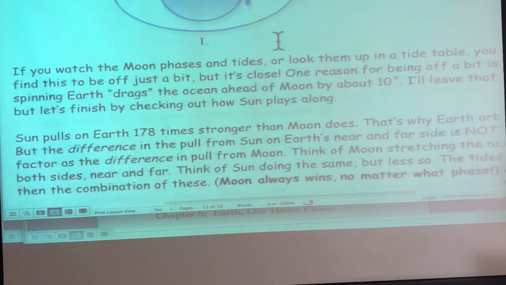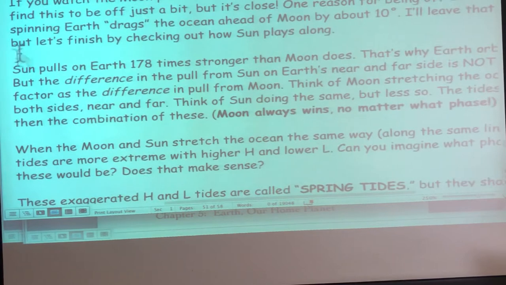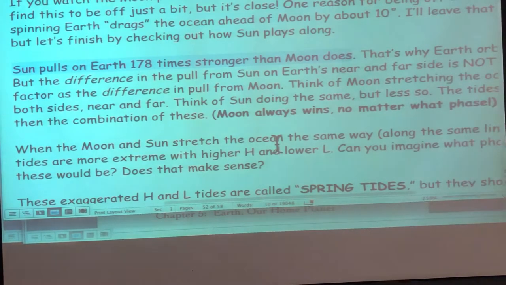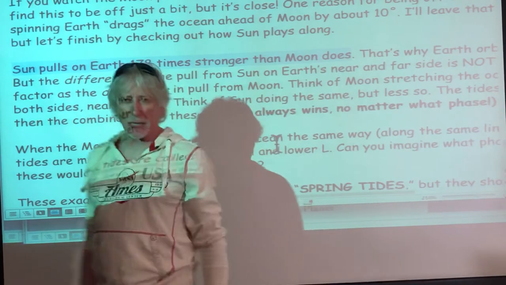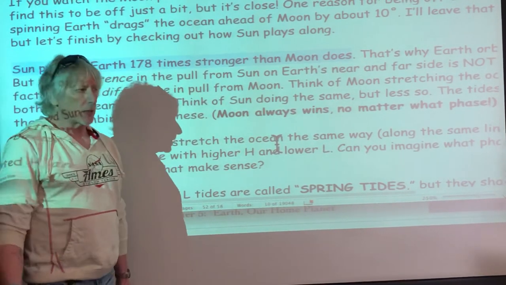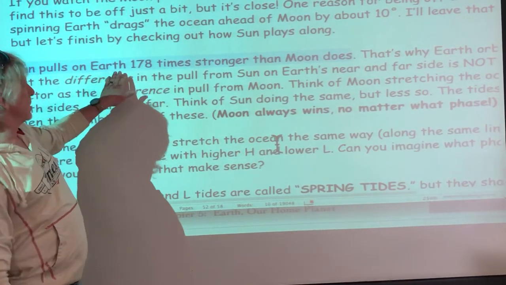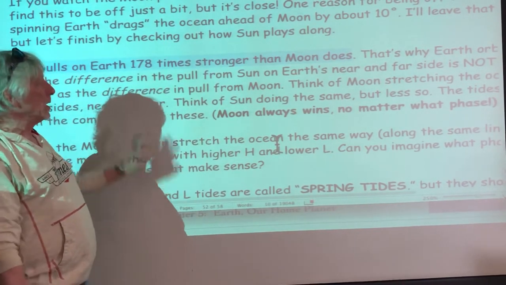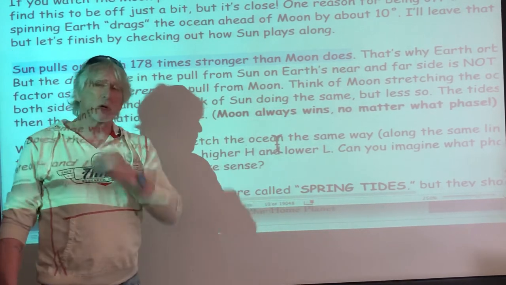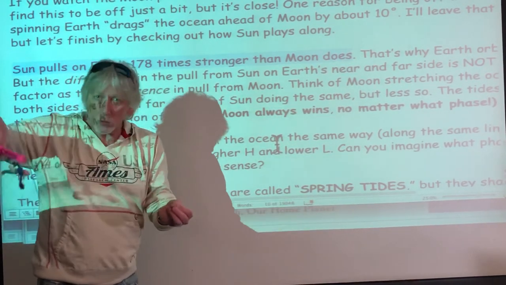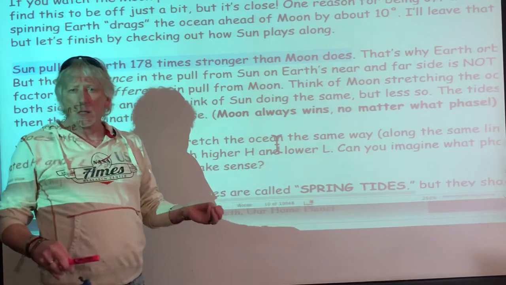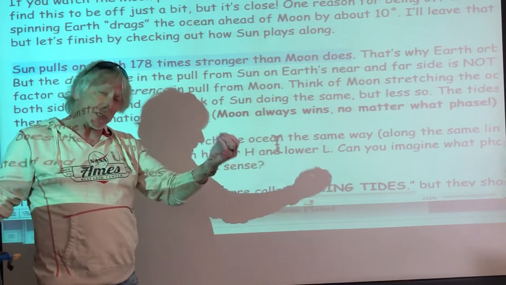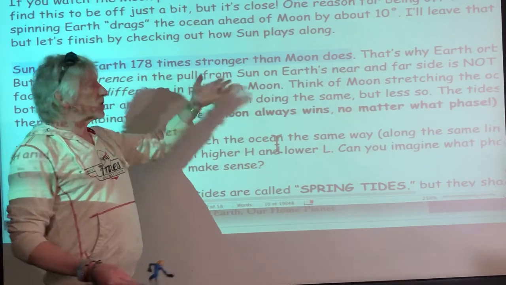Now, you can use Newton's law of gravity and pretty quickly make this calculation. We orbit the Sun. So the Sun pulls on Earth about 178 times stronger than the Moon does. My class, you don't have to remember that number. Sun pulls stronger. We're orbiting the Sun. We're not orbiting the Moon, right? We're orbiting the Sun because it pulls on us. And even as far away as it is, it's still got a lot of mass, so it pulls on us. And it pulls stronger than the Moon does.